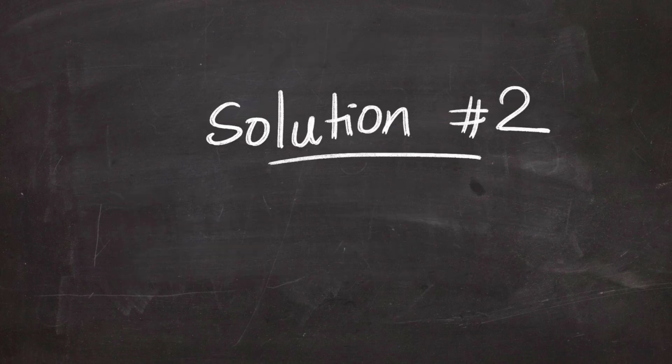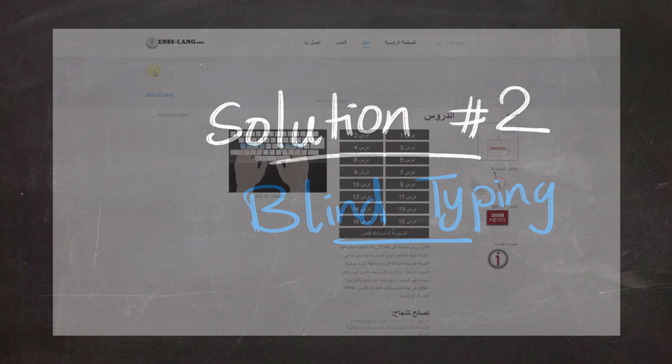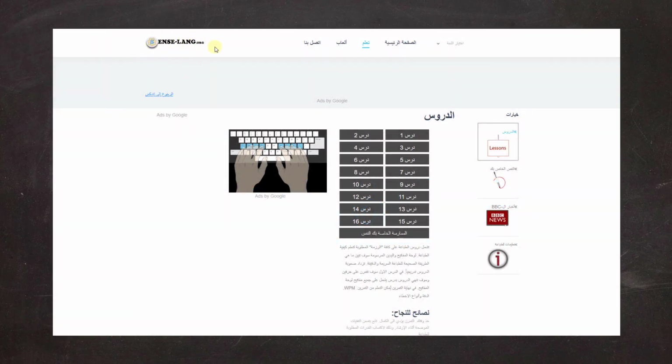Solution number 2. Blind typing. There are a few websites out there that can help you learn how to type blindly. Like this website, for example. I'll leave its link in the description as well. After 16 lessons, you'll be able to type without looking at the keyboard. So it doesn't matter then if you have an English keyboard or Arabic keyboard. And this is particularly useful in case you want to type longer pieces of text.